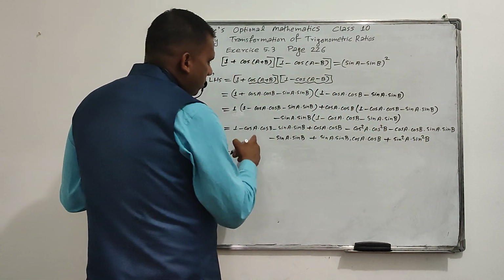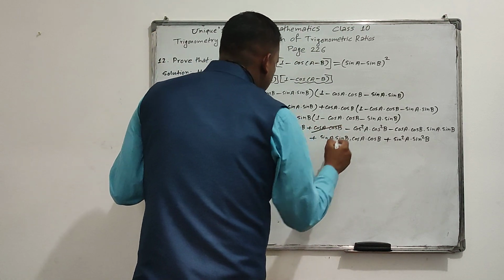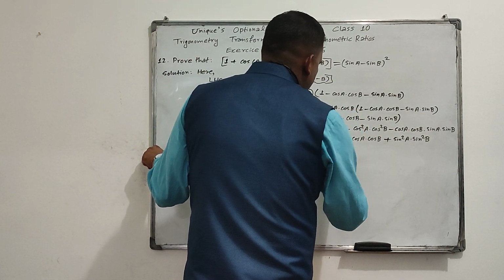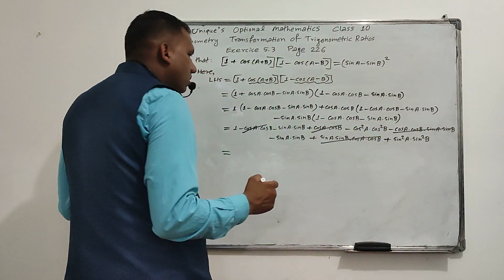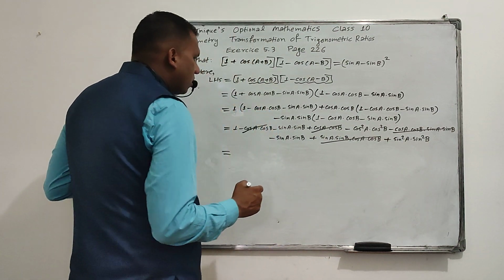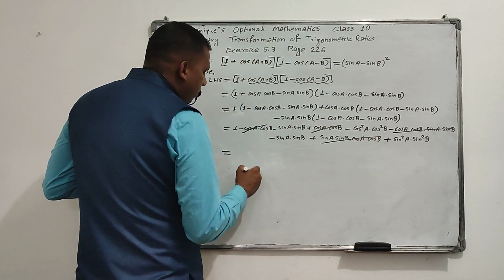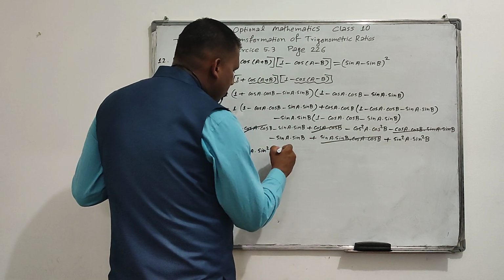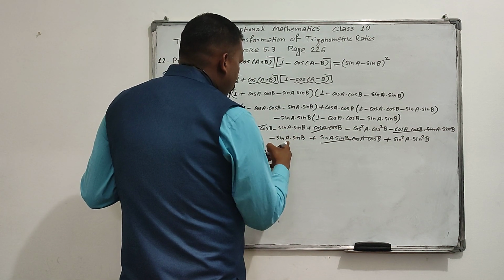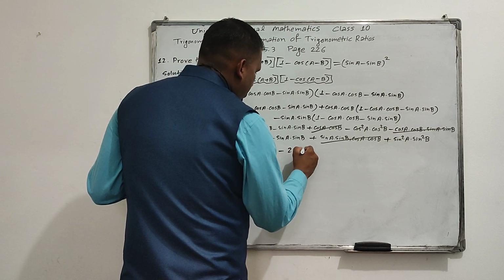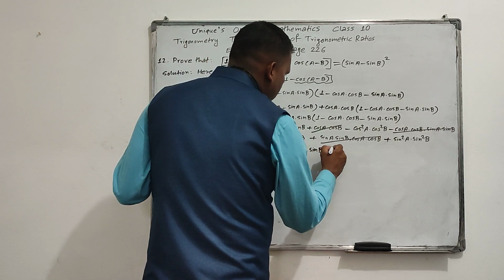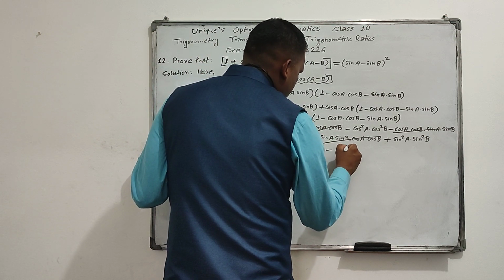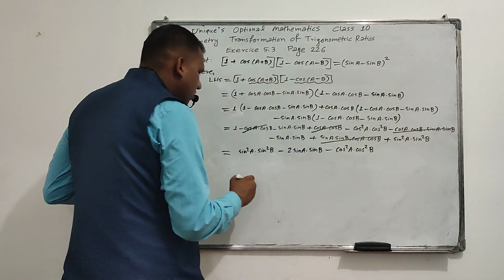Now this is equal to minus cos A cos B plus cos A cos B cancel out. Similarly plus sin A sin B cos A cos B cancel out this minus sin A sin B cos A cos B. Then the remaining part is sin square A sin square B, minus sin A sin B sin A sin B, that is 2 sin A sin B, plus minus cos square A cos square B.